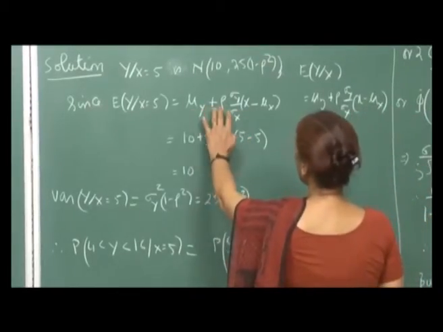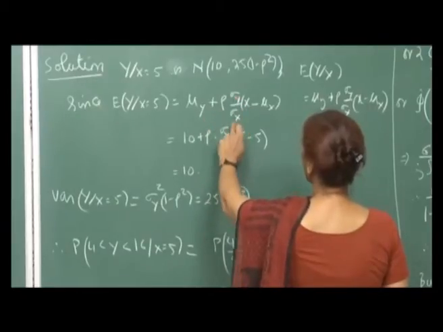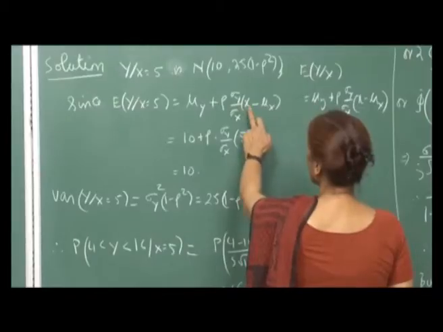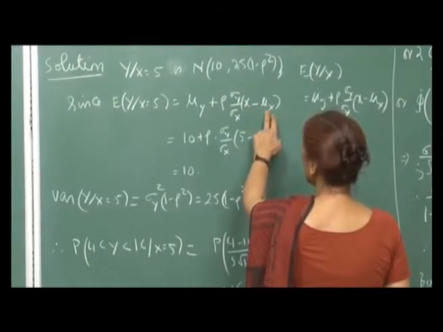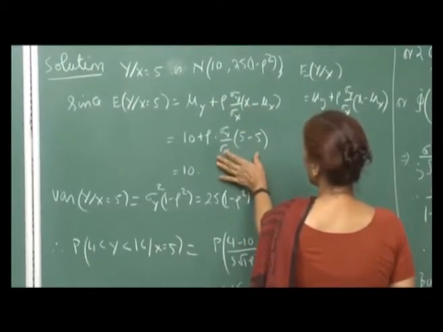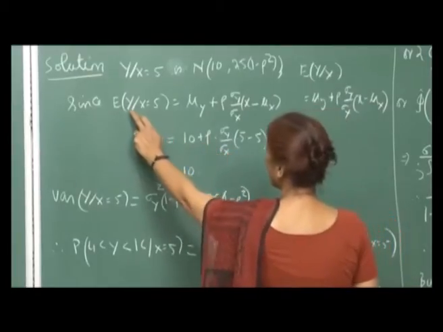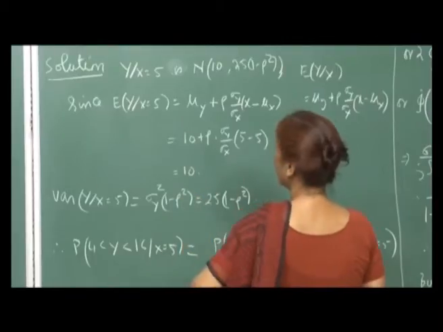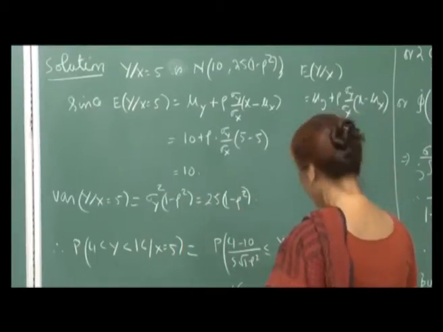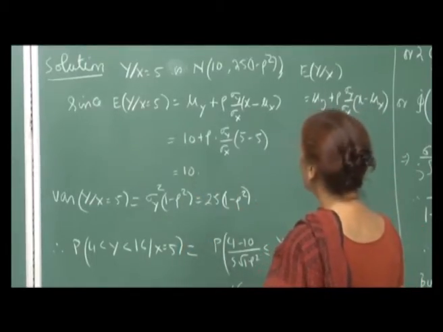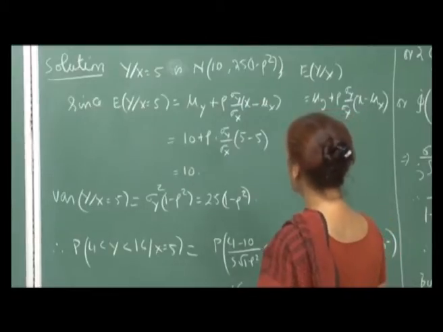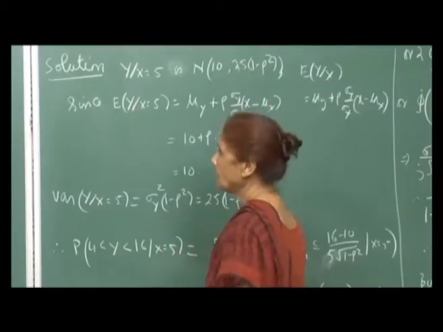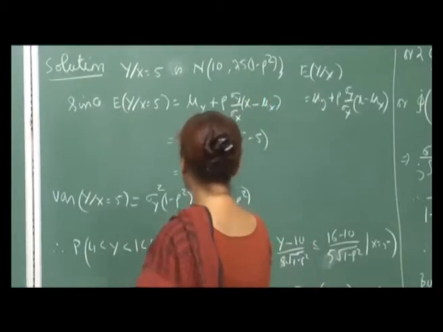So, this is mu y plus rho times sigma y upon sigma x into x minus mu x. That will be this, and then since x is given to be 5 and mu x is also 5, therefore this part is 0, and so the expectation of y when x is equal to 5 is 10. So, the conditional expectation of y, or the mean, is 10.